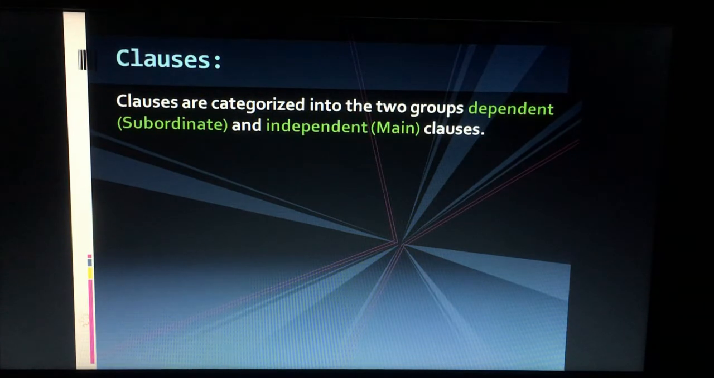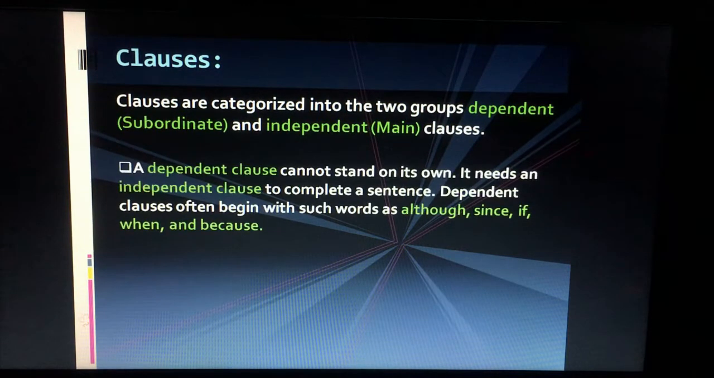The subordinate clauses are called dependent, and independent clauses can be called main clauses. So main clause and subordinate clause mean independent and dependent clause. A dependent clause, that means a subordinate clause, cannot stand on its own. It needs a main clause, or an independent clause, to complete a sentence.